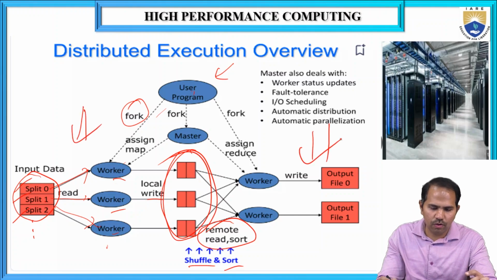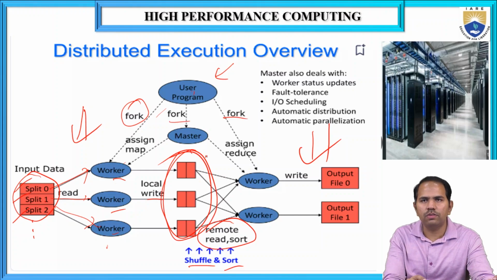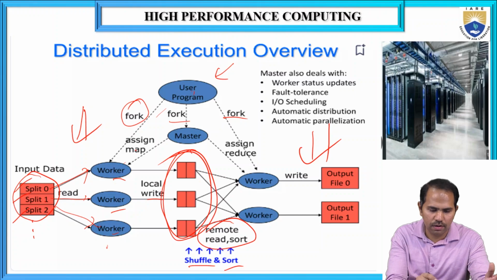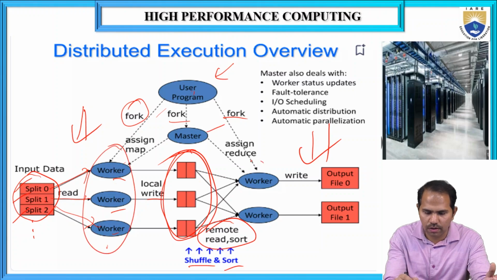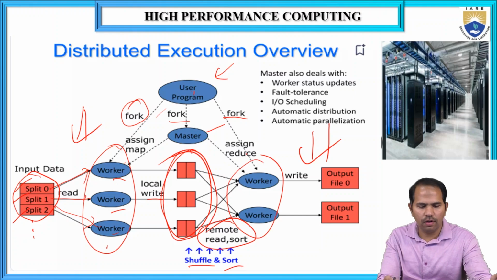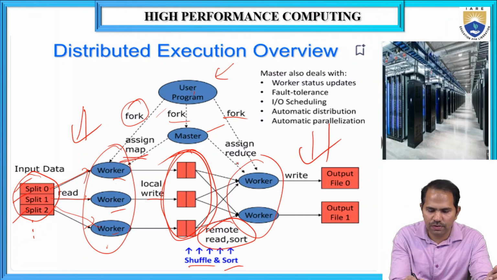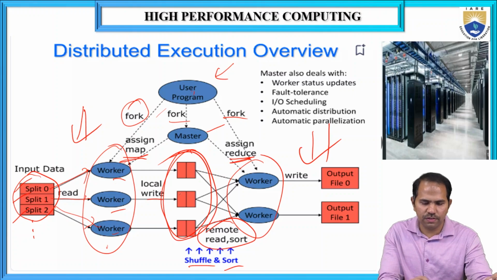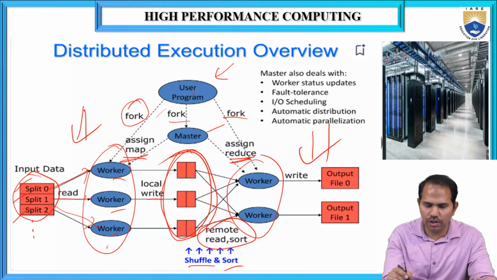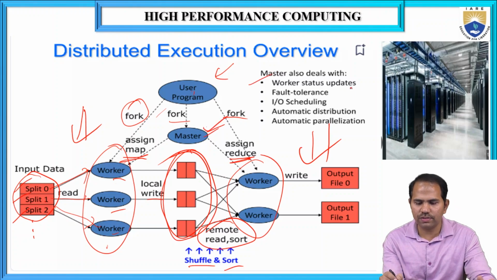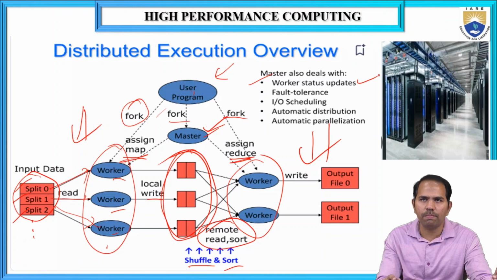Now here the user program created forks, three or four. It has to monitor all the workers. The master is also an observer, controlling how the workers will work. This is assigned for map. This is for reduce, with local write in between. So this is the way we perform the distributed execution overview. The role of the master also deals with worker status updates. What is the worker up to, up to what point has it done?